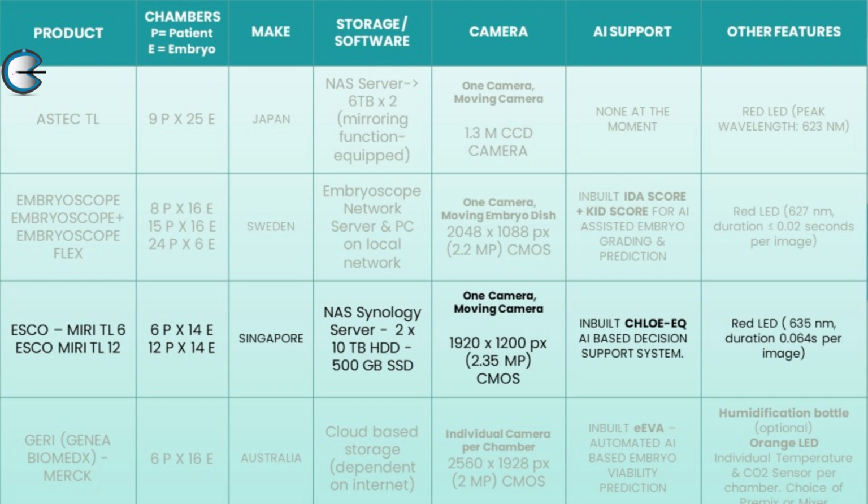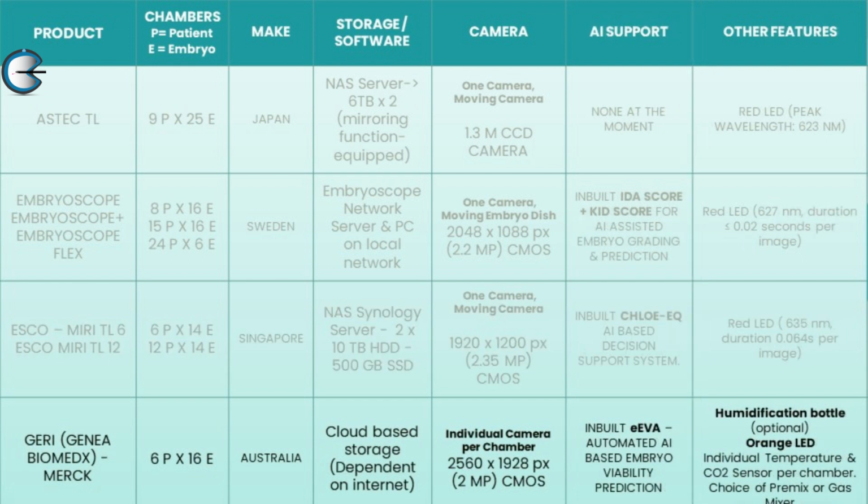The next one would be Esco Memmert TL6 and 12, where the difference is in its size, where in TL6 you can culture 6 patient worth of embryos, 14 embryos each in each dish. It stores its data on a NAS Synology server on the local network with 2 10 terabyte hard drives, which is actually a good size. It has one camera and it has fixed dishes, and the camera is moving and not the dishes. The inbuilt AI support is with Chloe EQ, which is a decision support system.